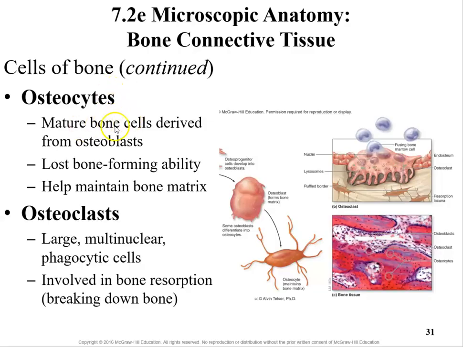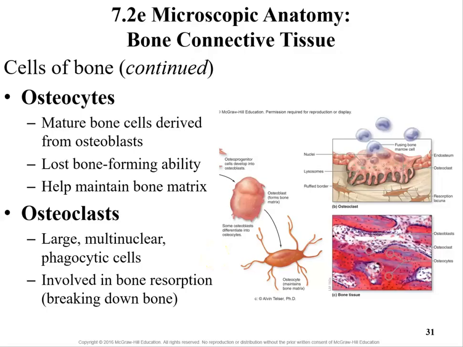Osteocytes, these are mature bone cells. They are derived from osteoblasts. They do not have bone forming abilities, so they are essentially osteoblasts that lost the ability to form bone. What they do is they help maintain the bone matrix. They sense stress and weight and force, and then they signal to the osteoblasts and the osteoclasts and tell them what to do.